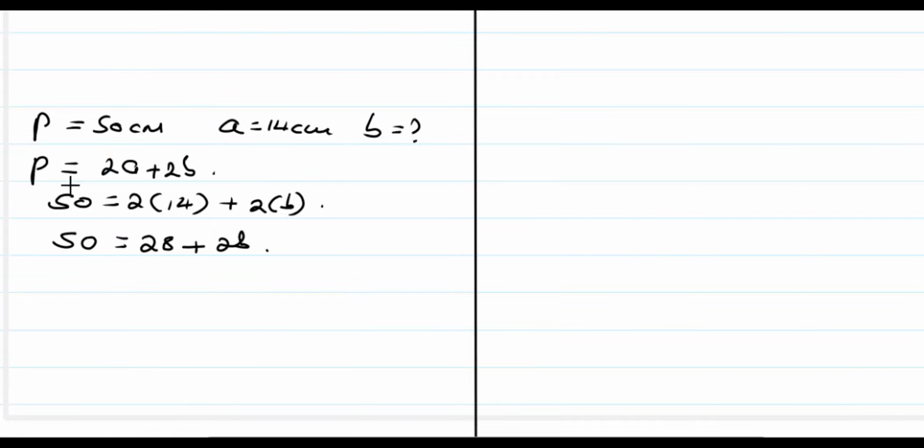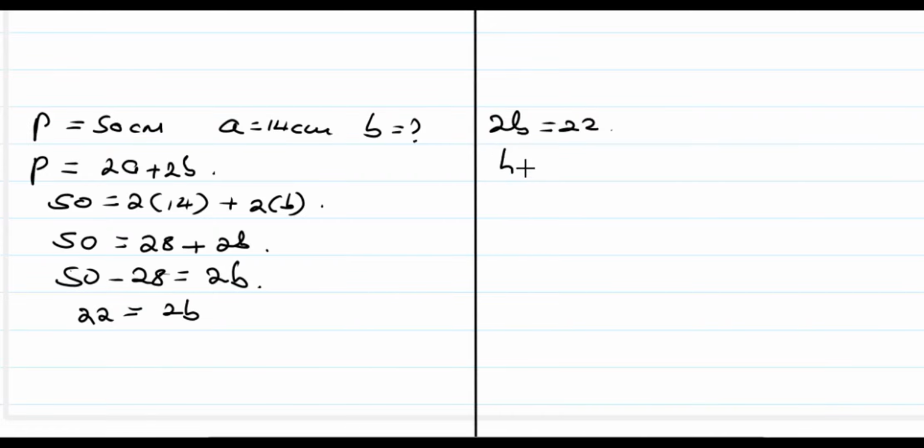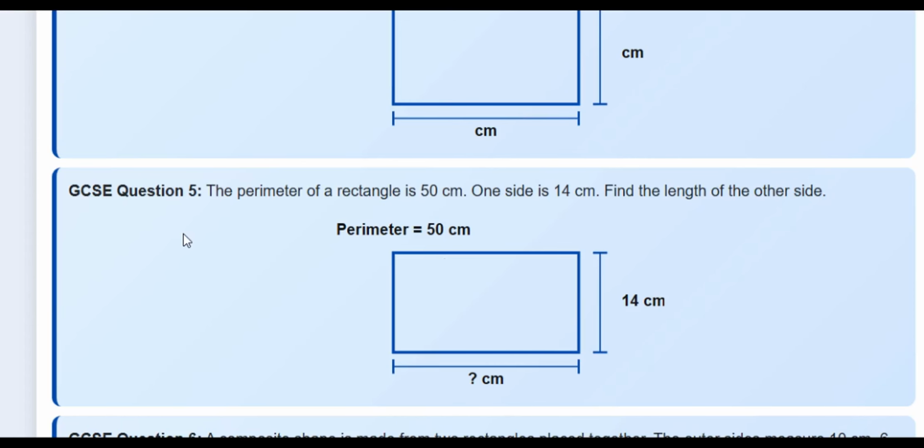So it will be 50 is equal to 2 multiplied by 14, which is 28, plus 2B, because we don't know B. Then this will be 50 on this side, minus 28, then it will be 2B. I just took this 28 to the other side. As you see, it was positive on the other side, it becomes negative. So 50 minus 28 is 22, which is equal to 2B. But we only need B, so 2B is equal to 22. So B is equal to 22 divided by 2, which will be 11 centimeters. That becomes the solution for this question 5.